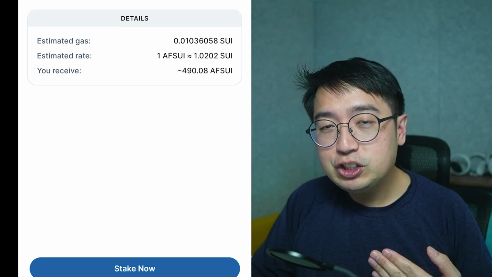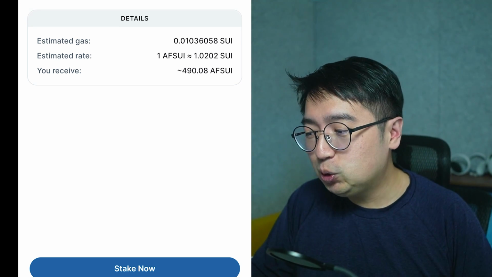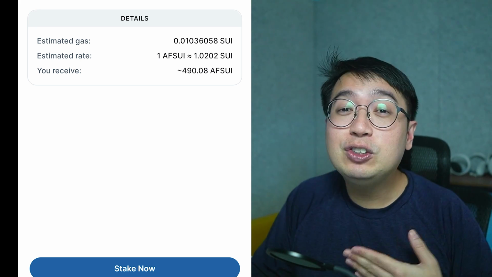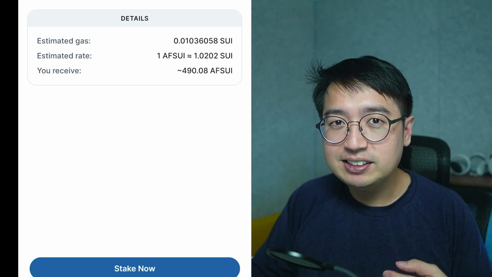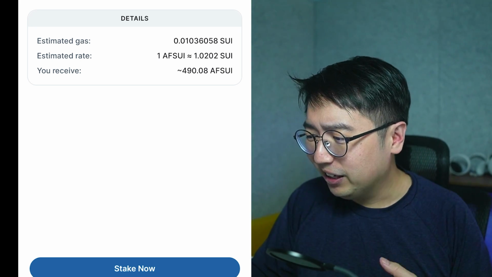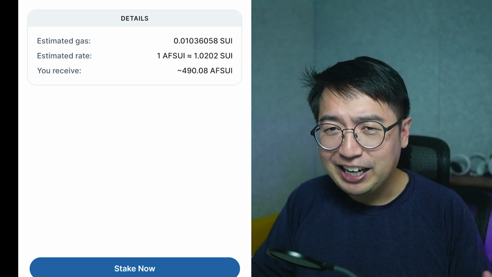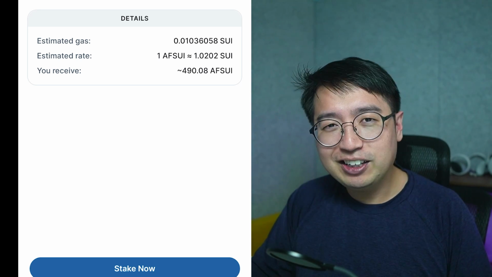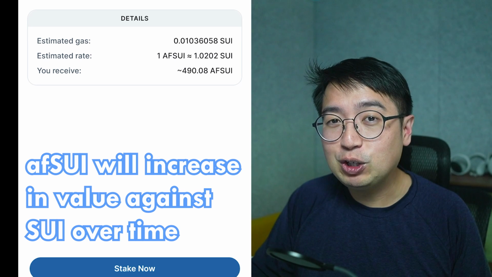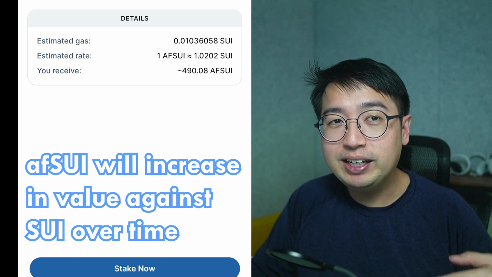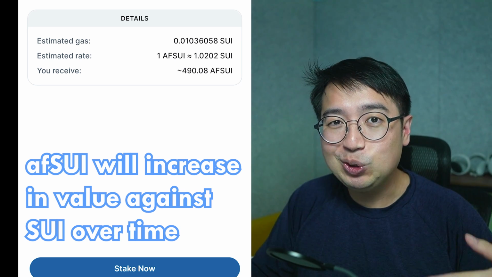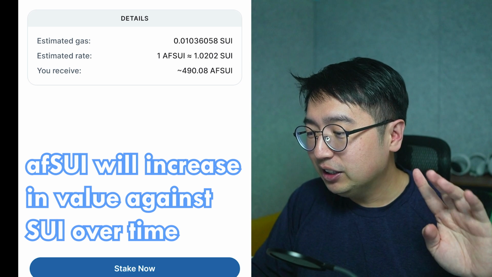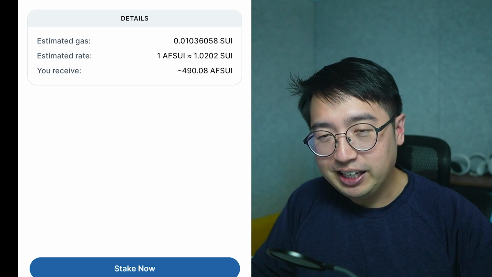So even though we're staking 500 SUI, that is not equivalent to 500 AF SUI. That's Aftermath SUI. It's not SUI AF, it's just AF SUI. A lot of letters. But that's because the value of the AF SUI will fluctuate as the rewards are rolled into the price of AF SUI. So now that we're ready, we can hit stake now.